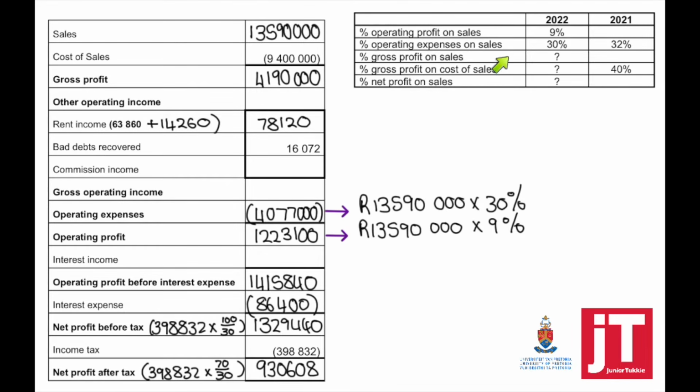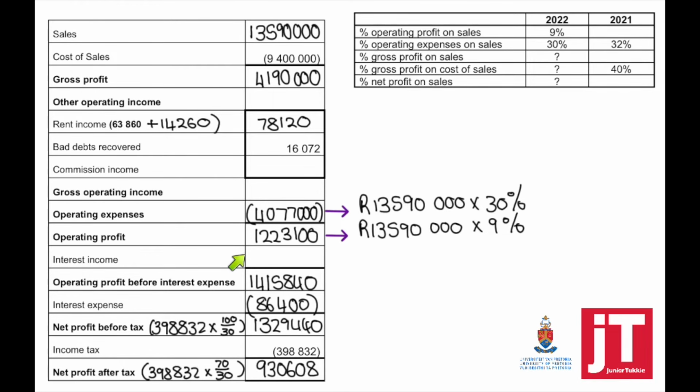Operating profit on sales was provided 9% for 2022. Again, the sales was calculated in the beginning. Once we've calculated sales, we can now use the financial indicator by simply saying 1,030,590,000 times 9%, and this will provide us with the operating profit.